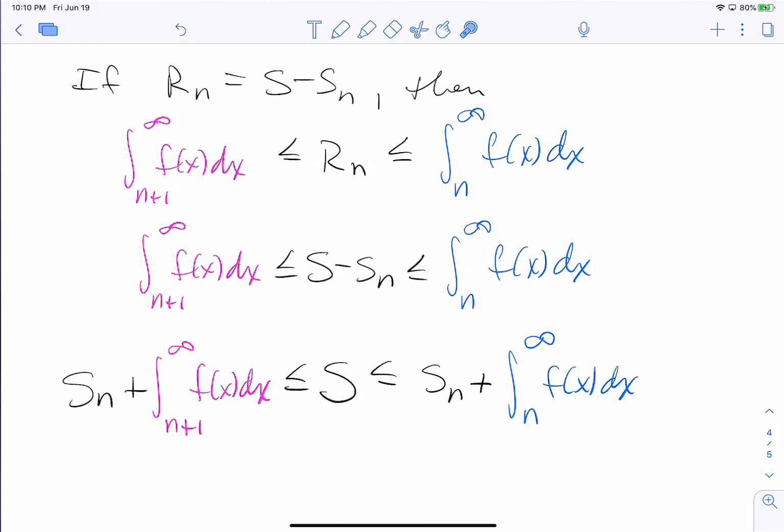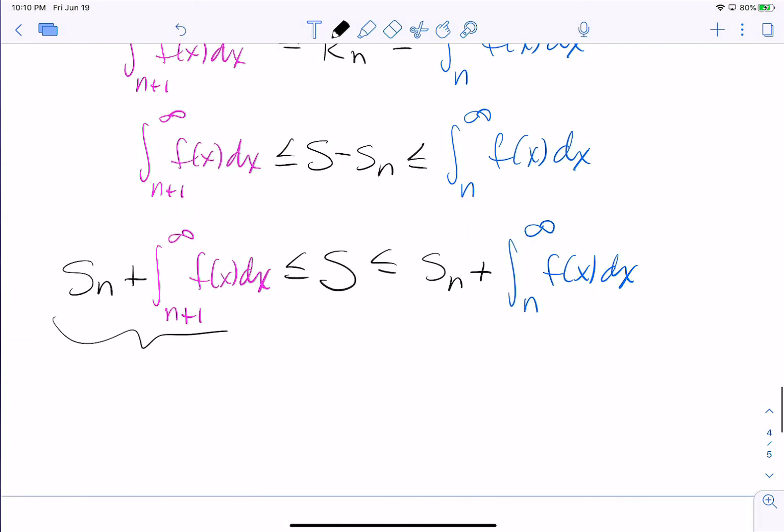And it looks like we're writing the same thing all over the place, but notice that the pink integral starts at n plus 1, the blue integral starts at n, and what we're saying is the actual sum is sandwiched between the partial sum plus the pink integral from n plus 1 to infinity and the partial sum plus the blue integral, which is from n to infinity.